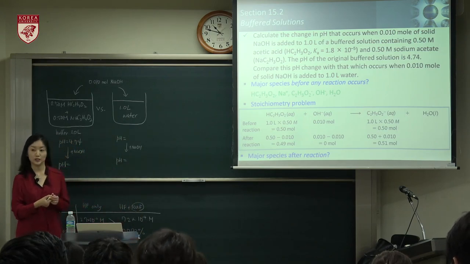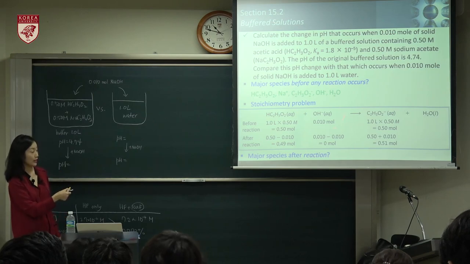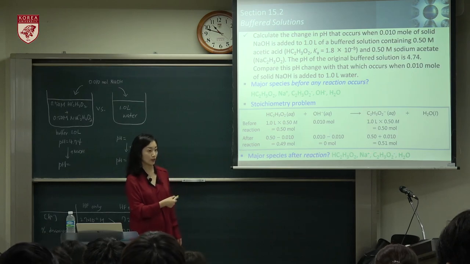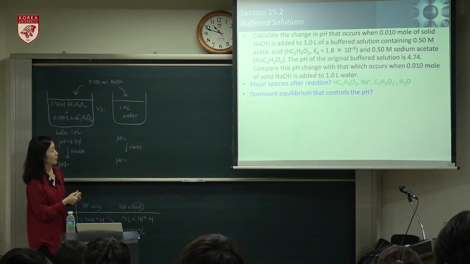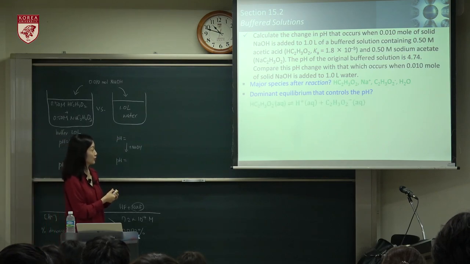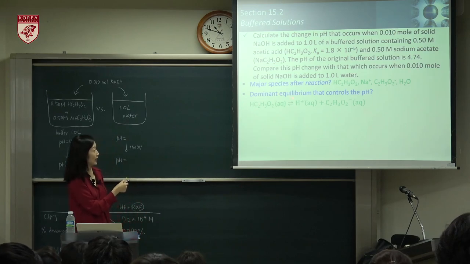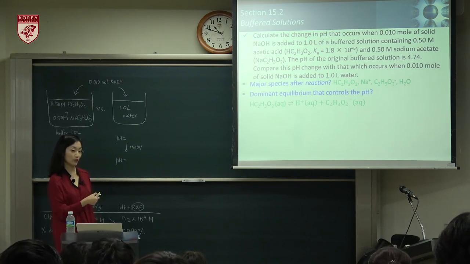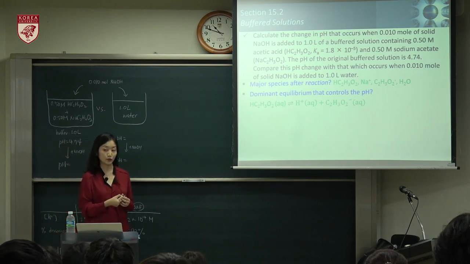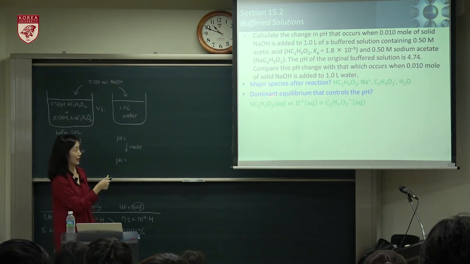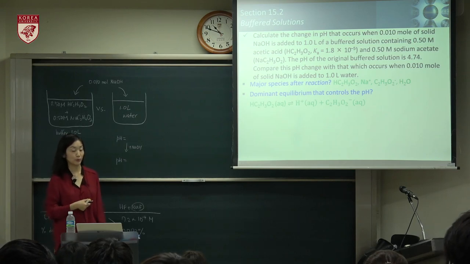Now, what are the major species after this reaction? So we used up all the hydroxide ions, so we're left with everything but the hydroxide ions. So we have the acetic acid, Na+, the acetate, and the water. Now, what is the dominant equilibrium that controls the pH? It would be the one that has a larger K value. So Ka, we know Ka is larger than Kw. Kw at 25 degrees Celsius is 1.0 times 10 to the negative 14. So we know Ka is larger than that value. So the dissociation of the weak acid is the equilibrium that controls the pH.